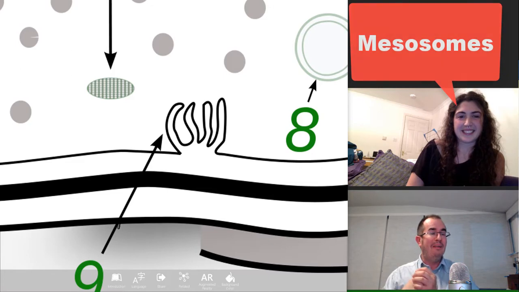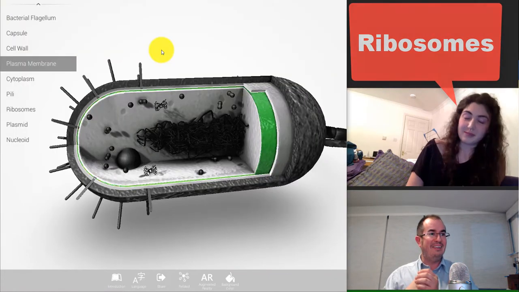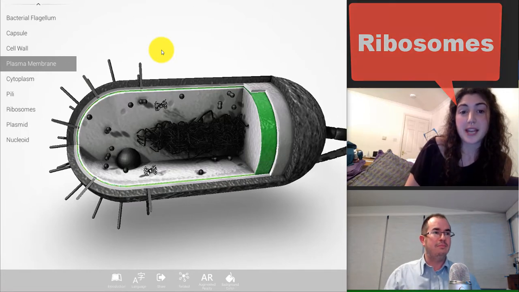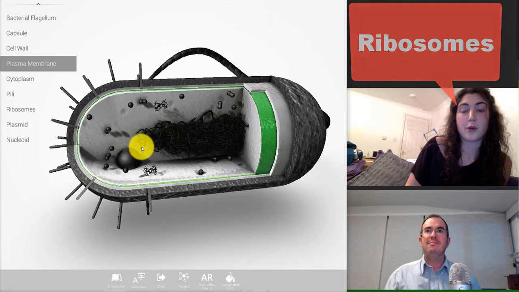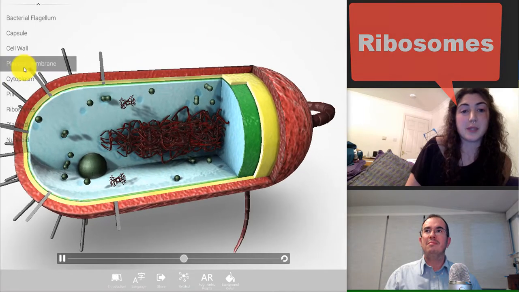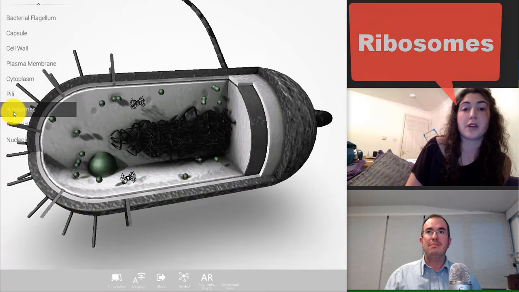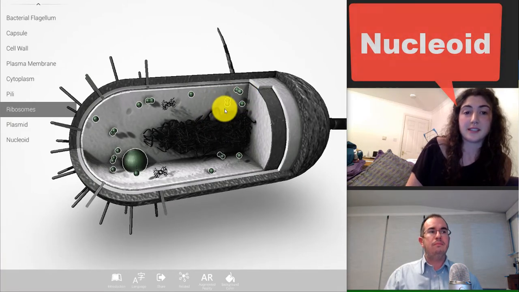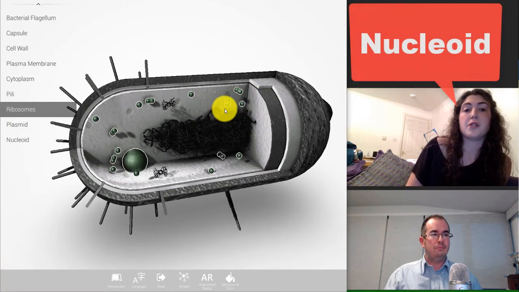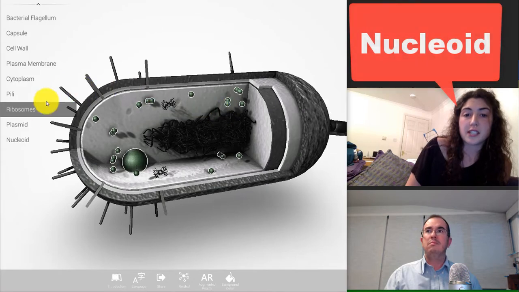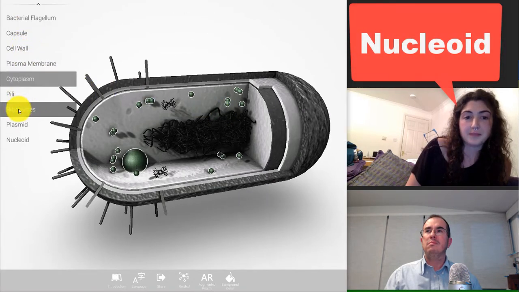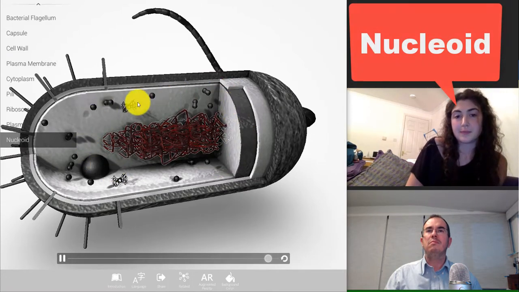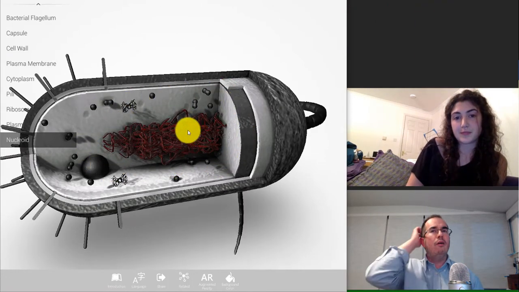And anything else? Their cytoplasm does not present any organelles, except for ribosomes, and they are smaller than those that you will observe in eukaryotic cells. Also, inside the cell, they have an area called a nucleoid, which consists of a large DNA molecule located in a region of the cytoplasm.